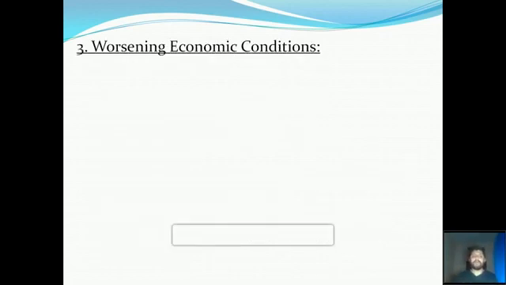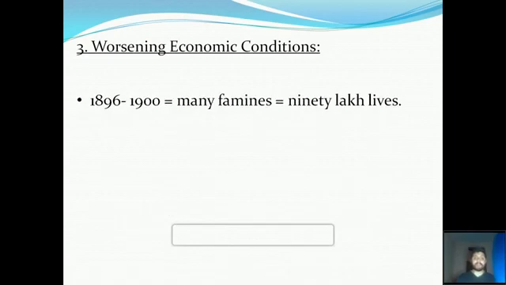And the third point which we are going to discuss is about worsening economic condition. Already I have told you, economic structure is a main pillar of our nation or any society. So once people are losing that economic security, it will create a lot of problems. In history, we can consider it a very bad period of time for the people of India.